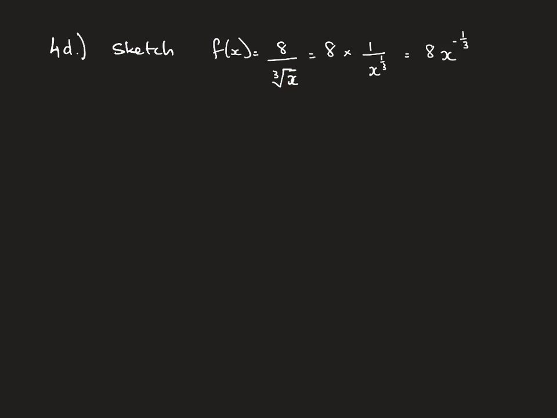So the cube root of x is x to the power of a third, and the fact that it's 1 over means that it's negative a third. Okay, so now let's sketch it. And to do that, we need to be able to recognise the shape of the graph from the values for the fraction. So our fraction is negative, which means it's going to be a hyperbola.